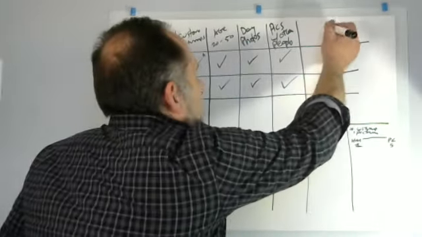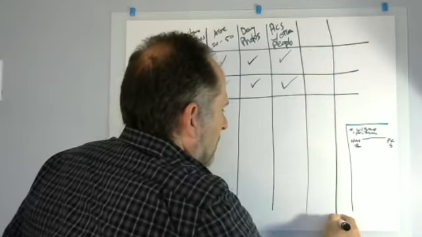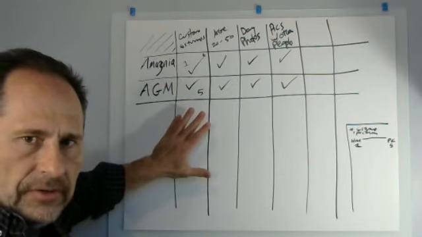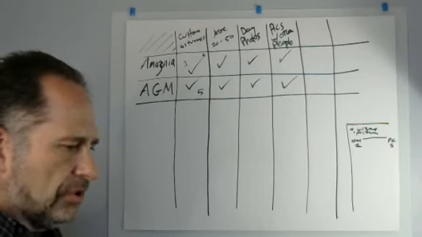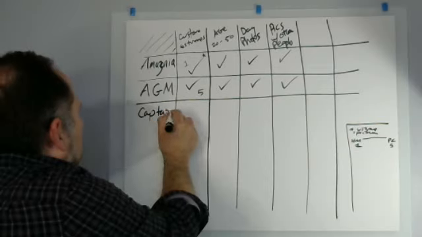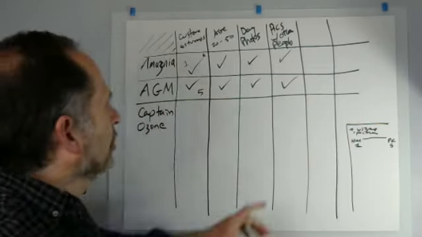What's something else we can put here? Let's put this here. Let's look down. Okay, let's look down again, let's go to Captain Ozone. Oh, I know what I want to put here.